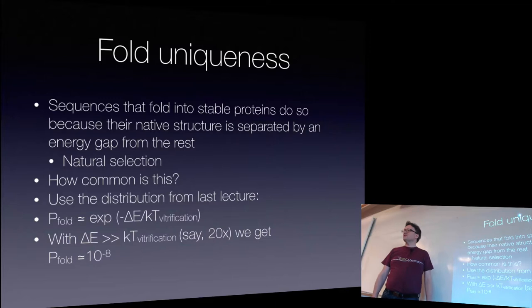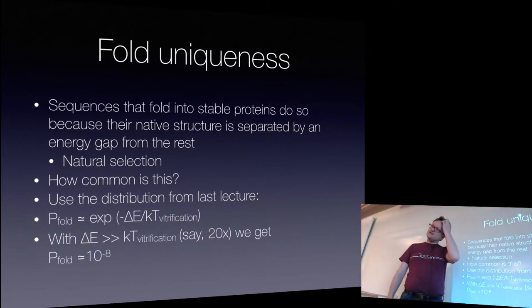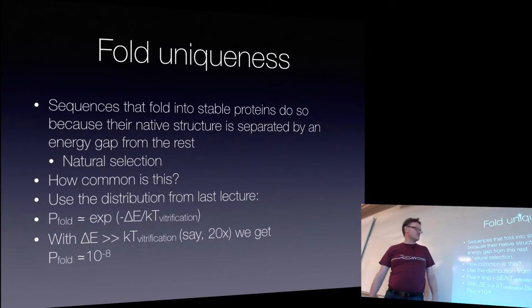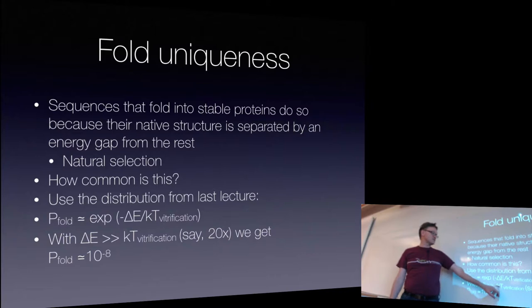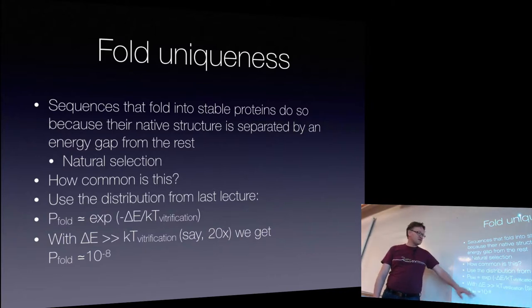So if you randomly create a sequence of amino acids, the likelihood that it's going to have one unique state that's significantly better than the others, and again, you can say 10x there, that's not important, is going to be a very, very low probability.